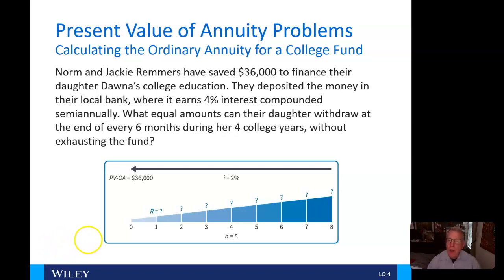When we left off, we were looking at Norm and Jackie Reamer calculating an ordinary annuity for a college fund. They've saved $36,000 to finance their daughter Donna's college education. They deposited the money in their local bank, where it's earning 4% interest compounded semi-annually. What equal amounts can their daughter withdraw at the end of every 6 months during her 4 college years without exhausting the fund? Okay, interesting problem.